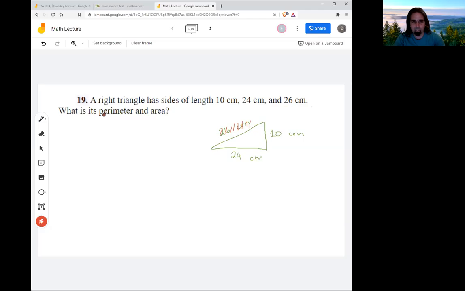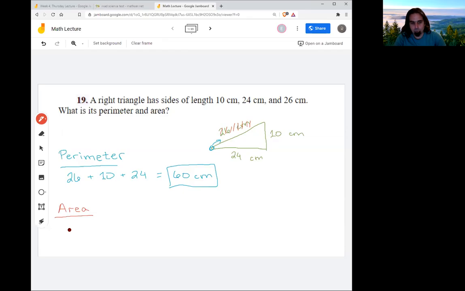I'm speaking too soon. I forgot. This one asked for perimeter. I had area on my brain. Okay, so perimeter, it does matter. Of course, we have to walk all the way around as an ant. I'm just going to pick a corner, maybe this one, and walk all the way around. So I do need that 26. And then we'll go down the 10. And then we'll go over the 24. And what is that? 40, 50, 60 centimeters.